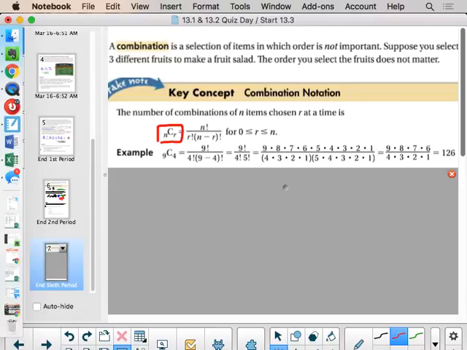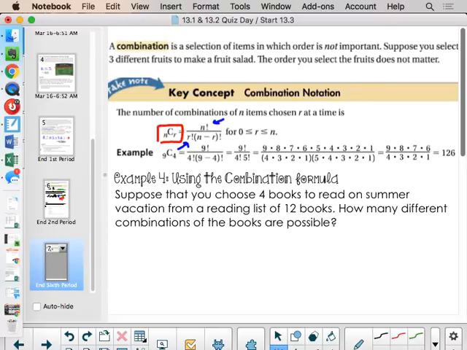Notation. nCr. n still represents the number of things you have to choose from. C, I'm always going to say choose. r is how many things you're choosing. The formula is different. You have n factorial still on the top, but now you have r factorial times n minus r factorial. Okay? So it's a little bit more complicated.